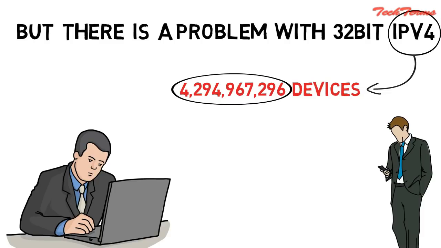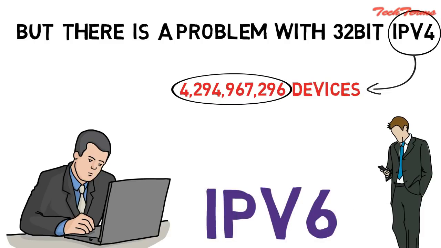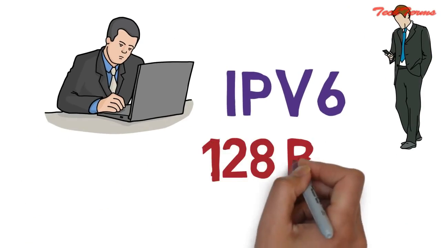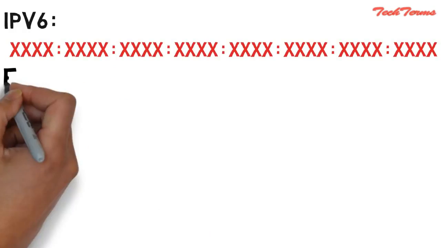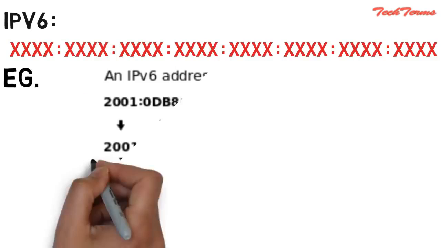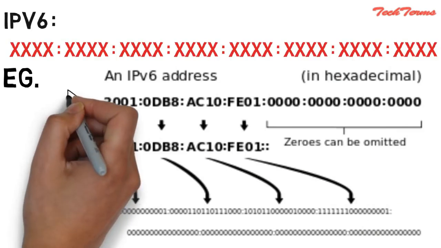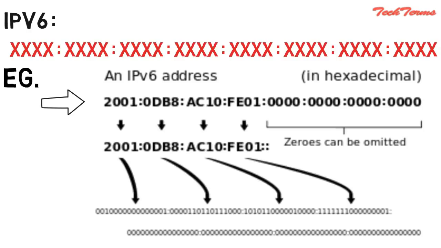So, slowly we are moving towards IPv6 address, which is a 128-bit IP address. In human-friendly form, IPv6 is written as a group of 8 hexadecimal numbers separated with colons. For example, in human-friendly form, the IPv6 address can be written like this, while in computer-friendly form, IPv6 address can be written by a sequence of 128 ones or zeros.